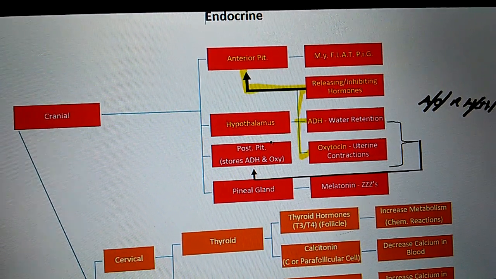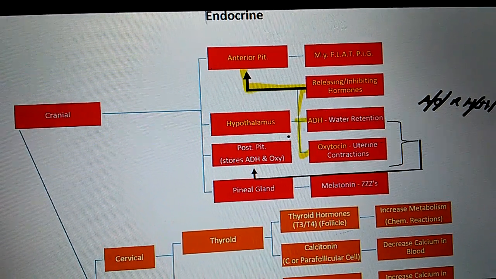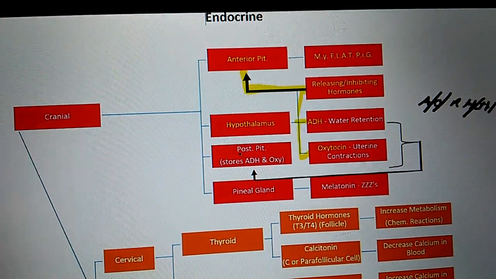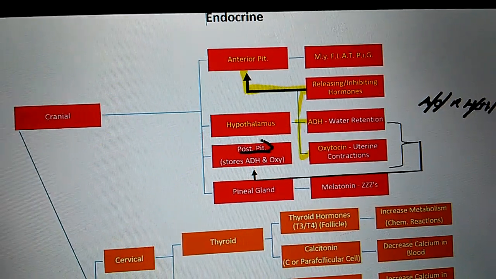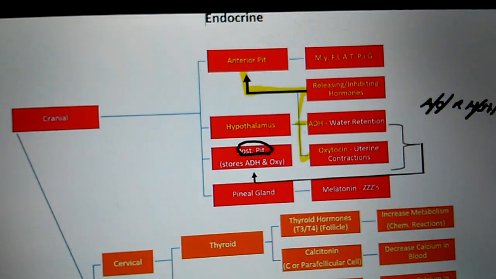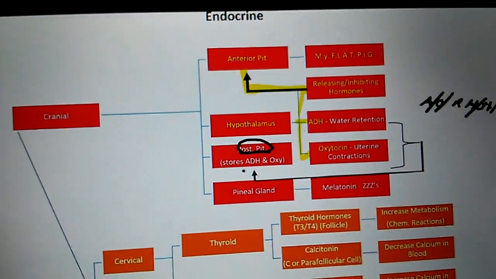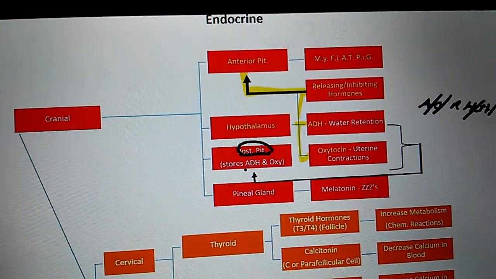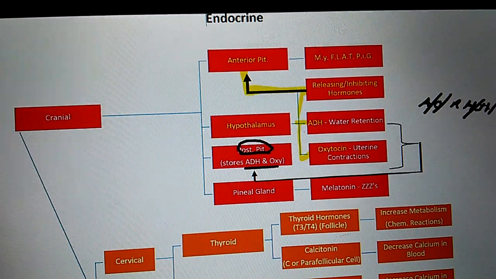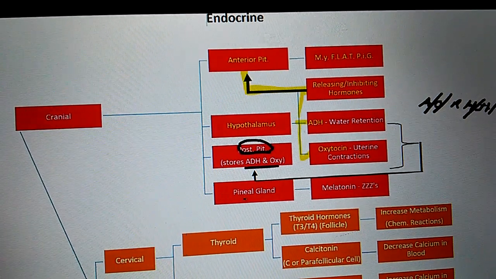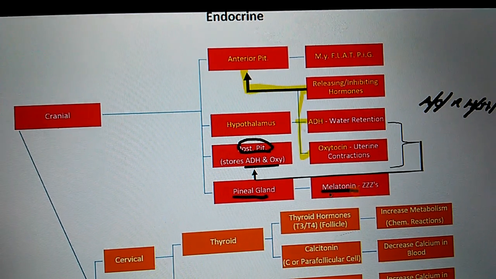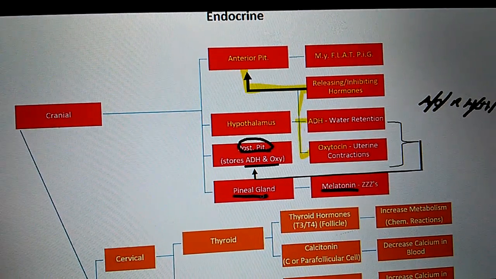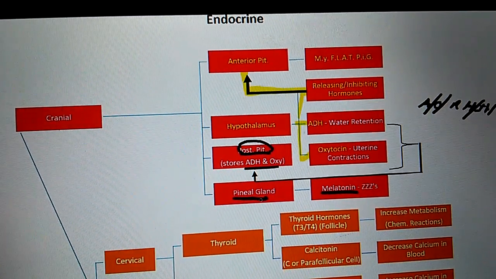Okay? Now, if I say to you, what hormones are produced by the posterior pituitary, your answer is what? None. The posterior pituitary does not produce hormones. It simply stores them. If I say to you what hormones are stored by the posterior pituitary, you say ADH and oxytocin. Next, if I say what hormone is produced by the pineal gland, you say melatonin. If I say to you what produces melatonin, you say pineal gland.